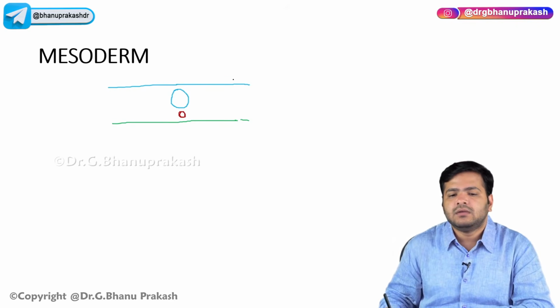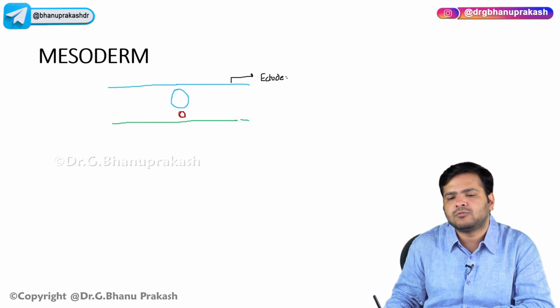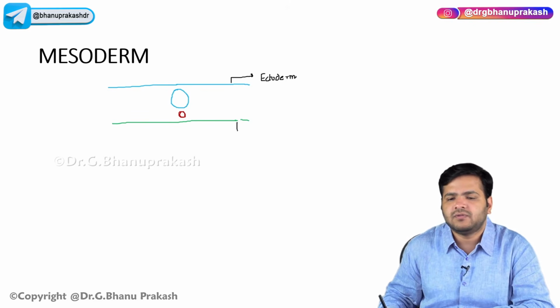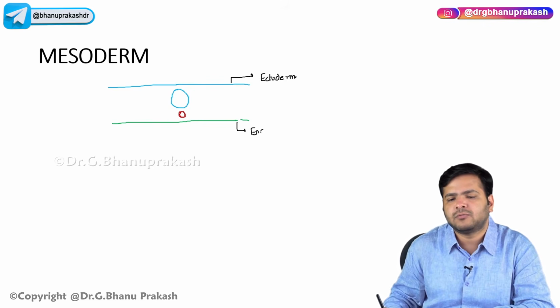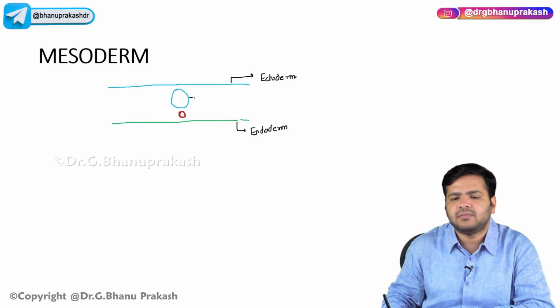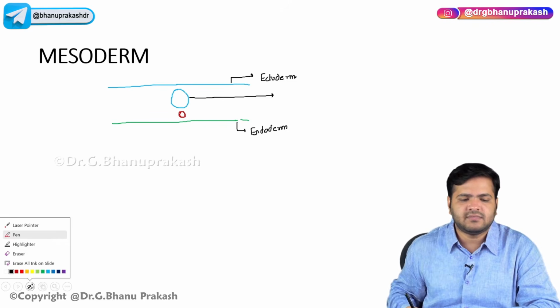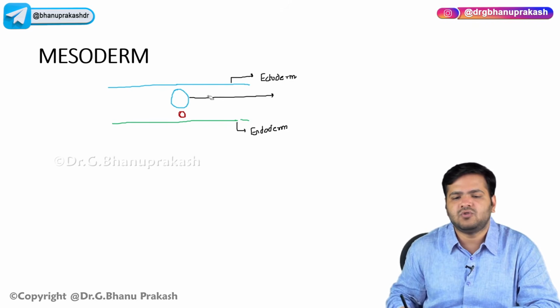So let us just label this right now. Yeah, so this is the ectoderm, right? This is the endoderm, right? This is the, okay, let us mark it over here because I will be showing you the mesoderm.